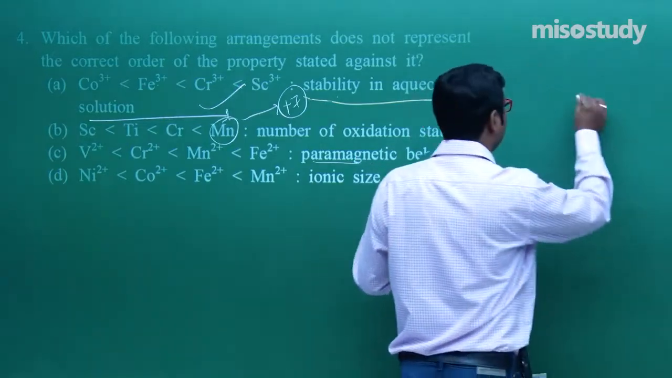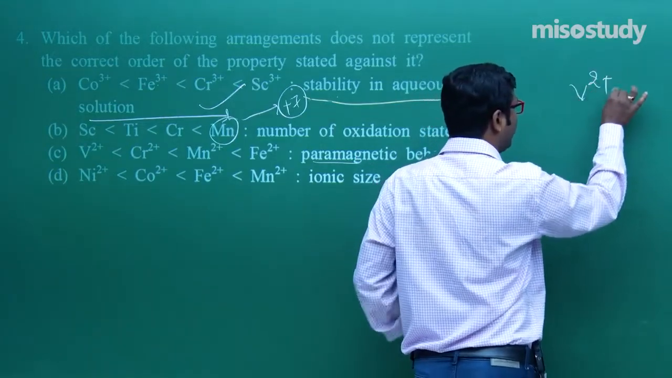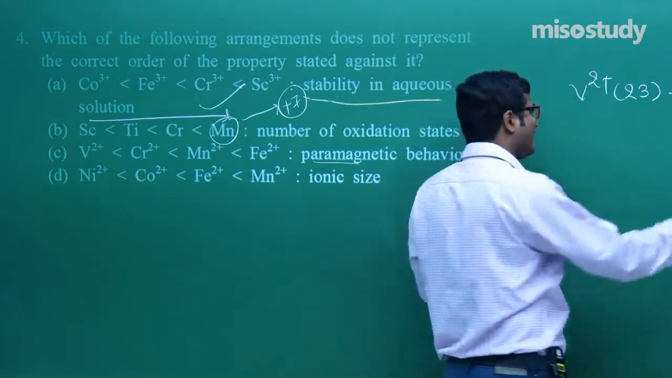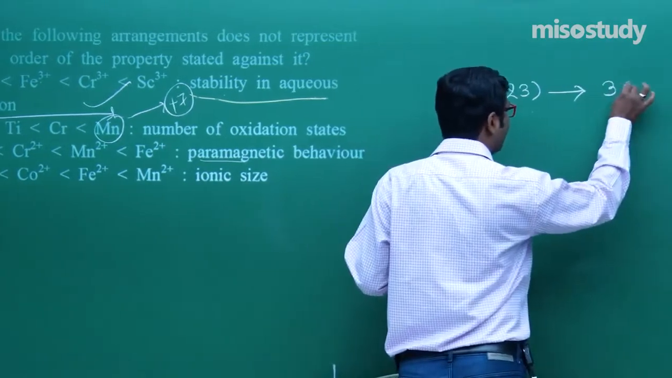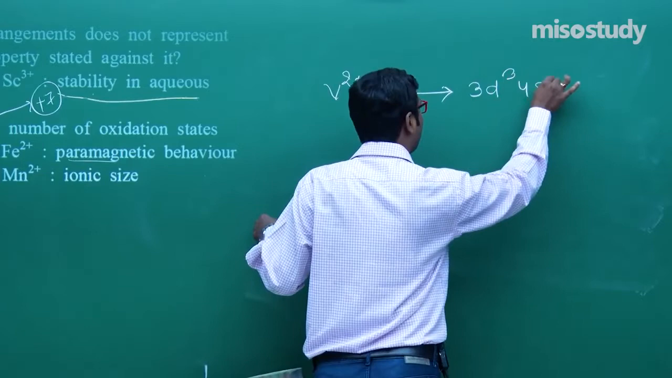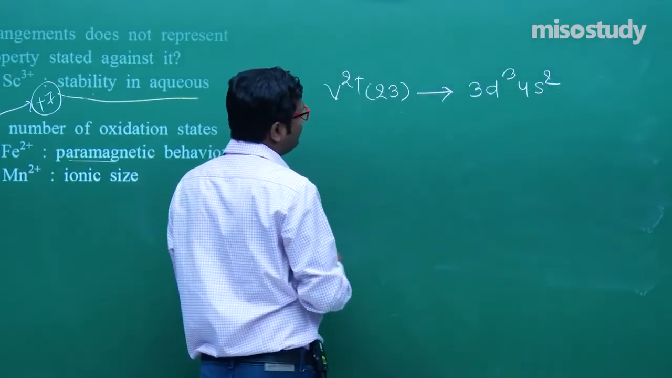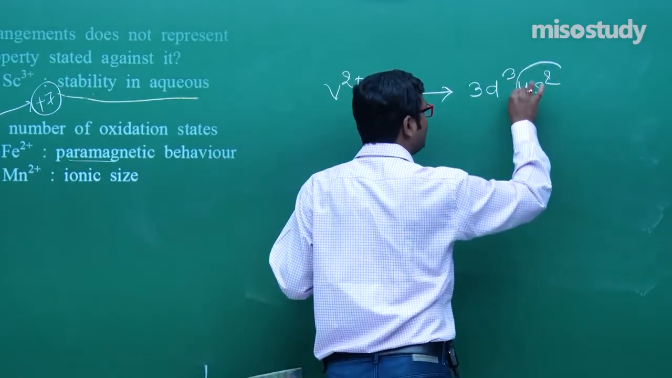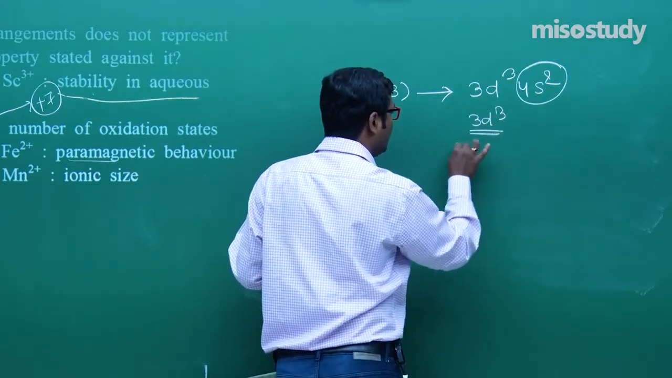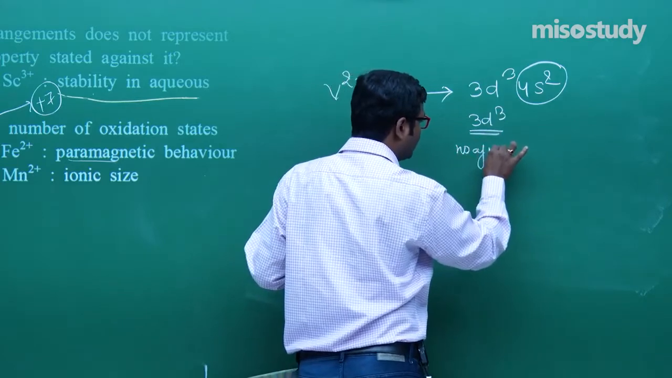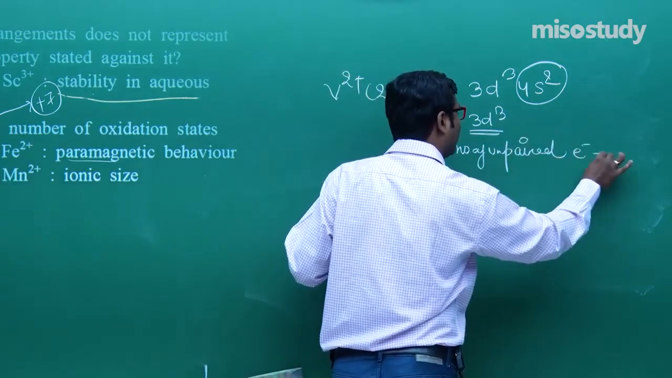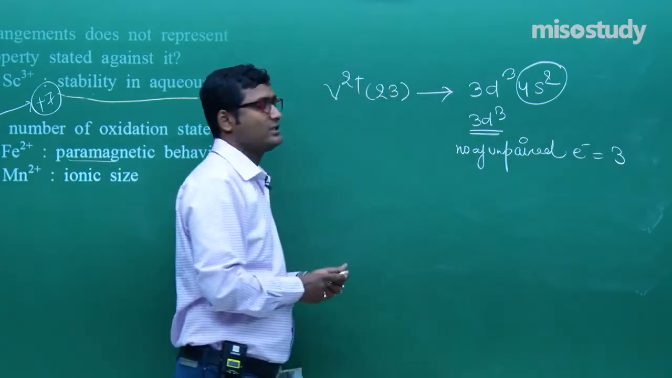Look at vanadium. As we know, vanadium has atomic number 23. Now what is the electronic configuration? As we know, the general electronic configuration of vanadium is 3d3 4s2. Now if it is in the 2+ oxidation state, then it will lose these electrons, and the electronic configuration is 3d3. So in this case, what is the number of unpaired electrons? The number of unpaired electrons is 3.